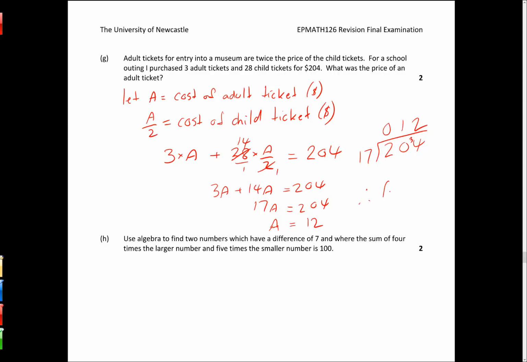Therefore, that's all I wanted to know. Adult tickets were $12. And I don't need to go back. Even though, let's look at it, the child tickets would have been 6. Okay.